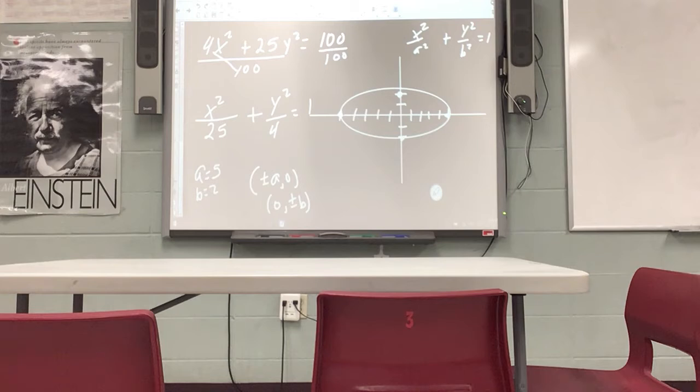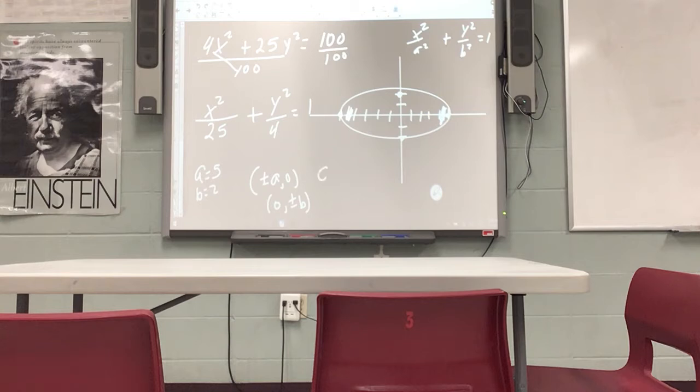Okay, now those foci. I can tell you on this one, they're gonna be in this vicinity, okay? Where I drew those little extra tick marks. So, kinda in that vicinity.